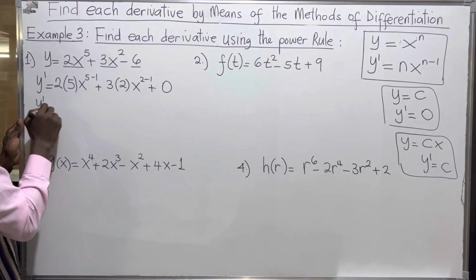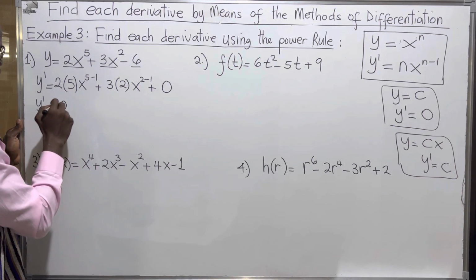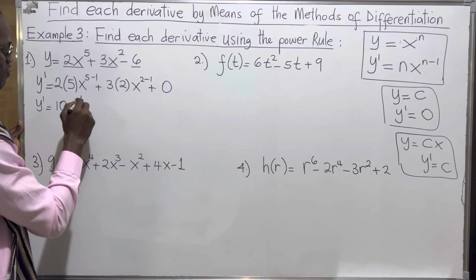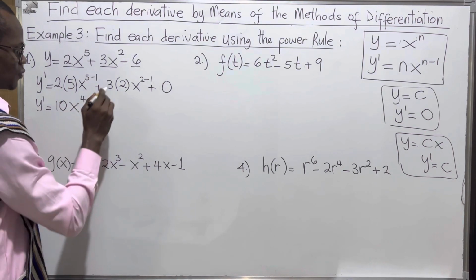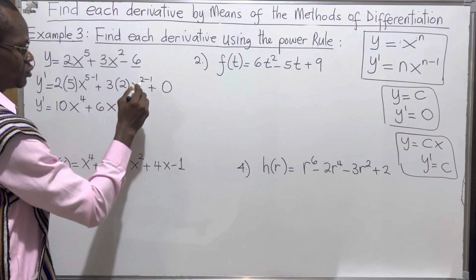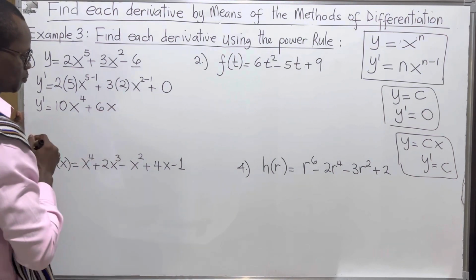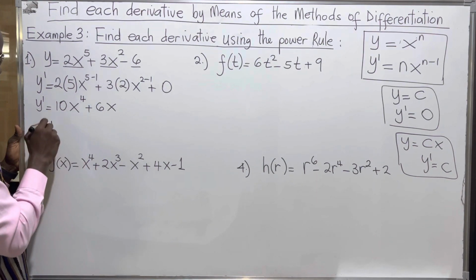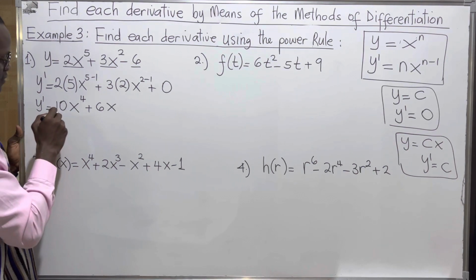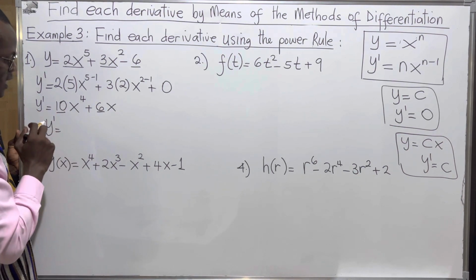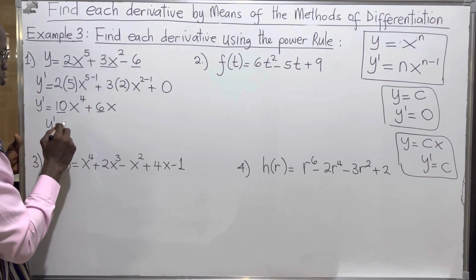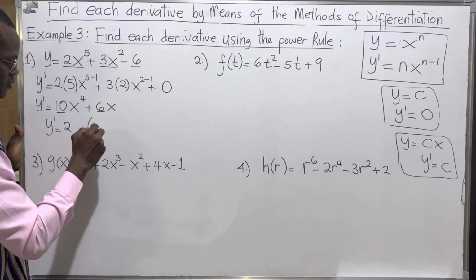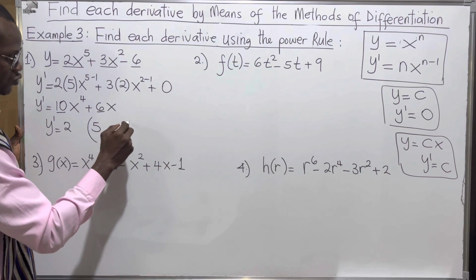So we have y prime now equals 2 times 5 is 10. And x raised to the power, you subtract 1 from 5, you have 4. And then plus 3 times 2 is 6. X raised to the power 2 minus 1 is just 1. So our basic concern is not actually about factoring, but we can reduce this problem. Y prime equals, now we have 10 and we have 6. So we find a number that can go into 10 and also go into 6. And that number is 2. So 2 goes into 10 how many times? 5 times. And 2 goes into 6 3 times.